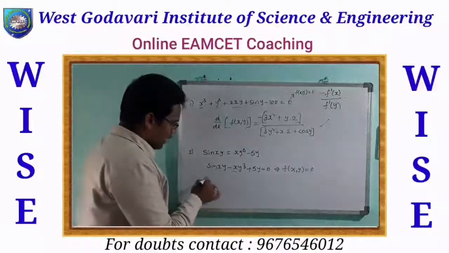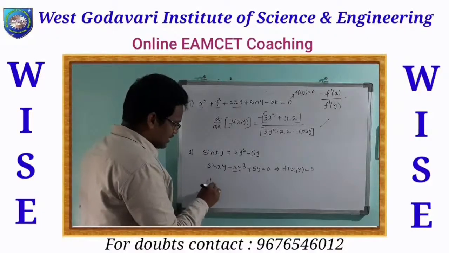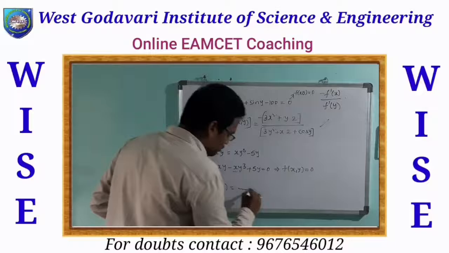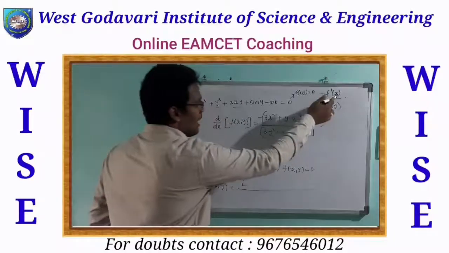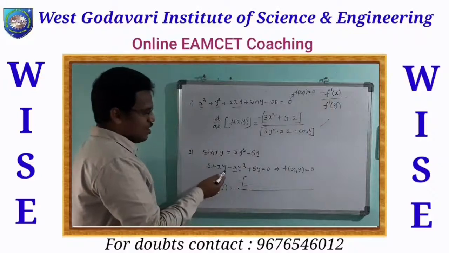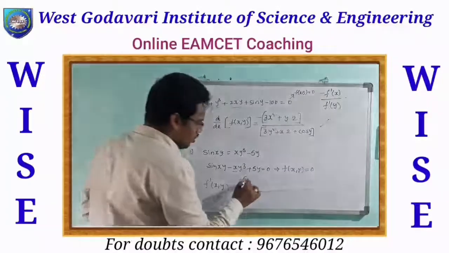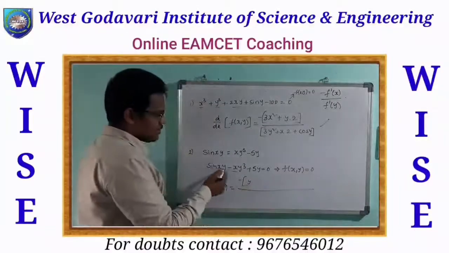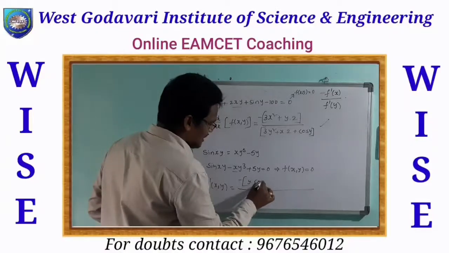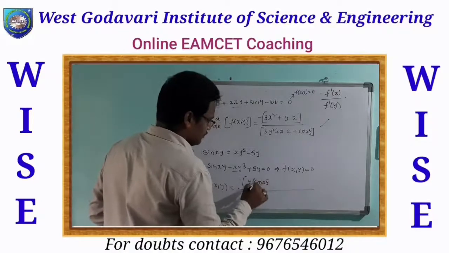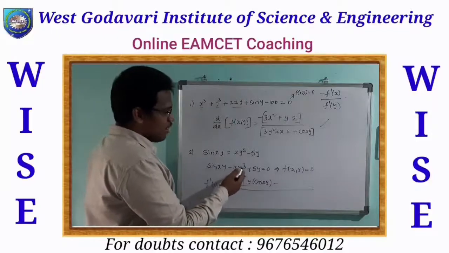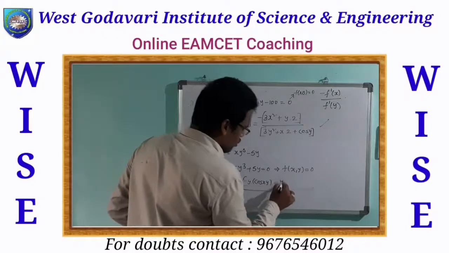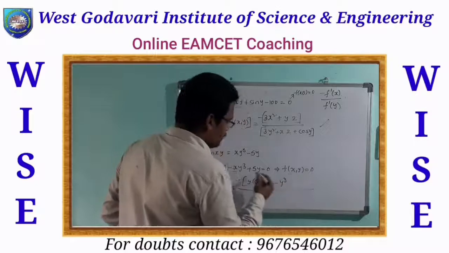So coming to the point, f dash of x comma y is equal to minus, with respect to x. So with respect to x, y is constant. So y into d by dx of sin xy is cos xy, minus, with respect to x, y is constant, so y cube, plus 5y.